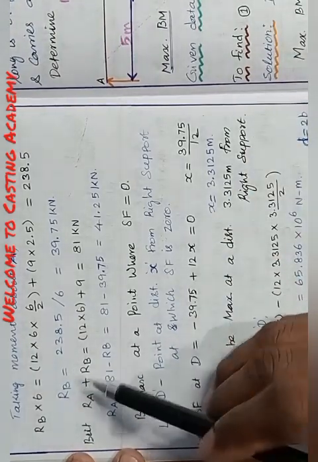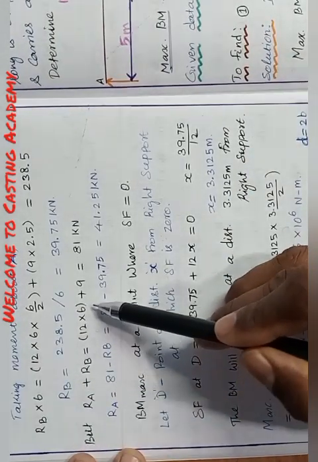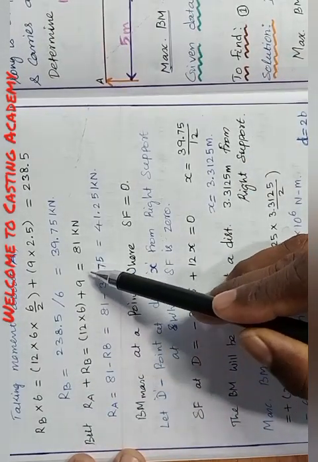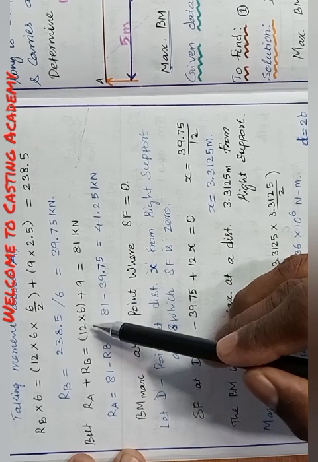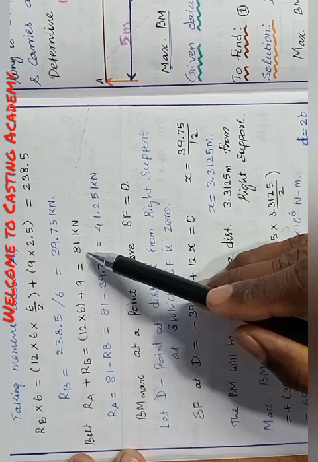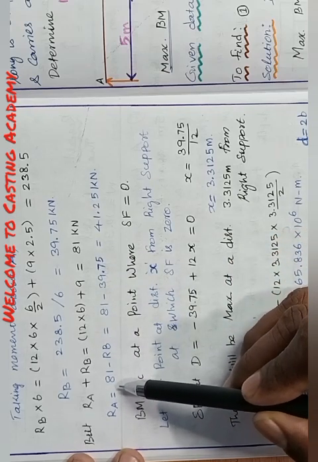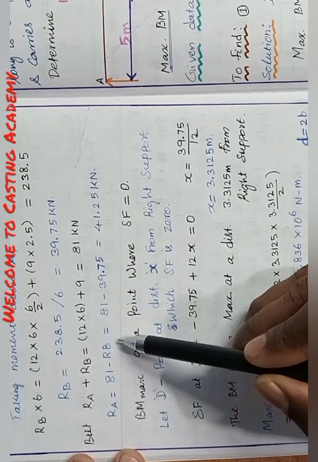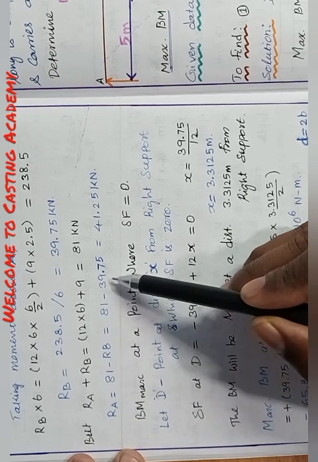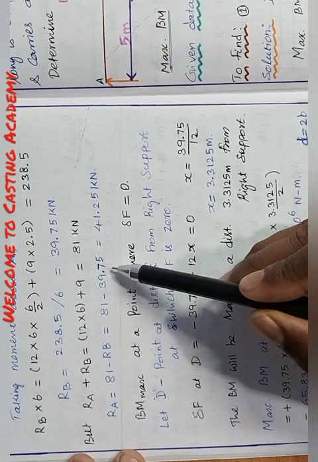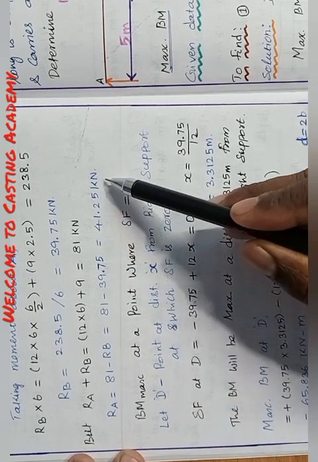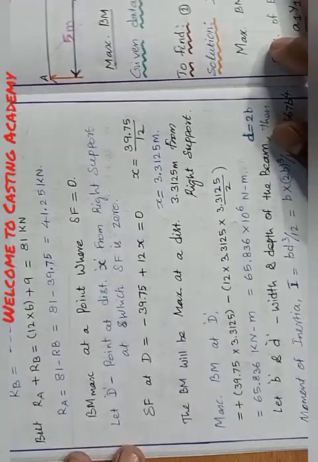But we know RA plus RB equal to 12 into 6 plus 9. So total loads are 12 into 6 plus 9, that is equal to 81 kilonewton. So RA equal to 81 minus RB, that is 81 minus 39.75 equal to 41.25 kilonewton.